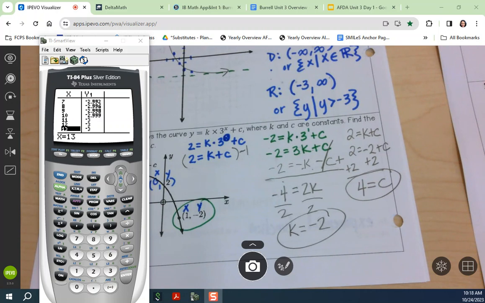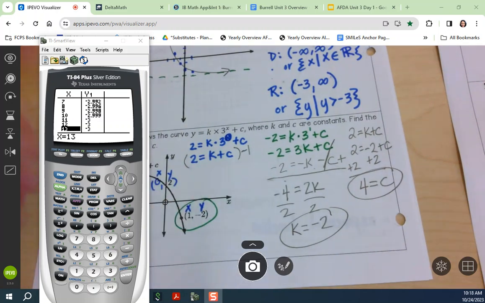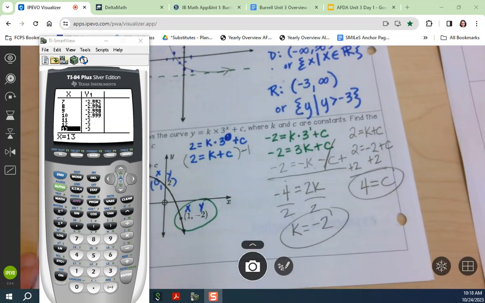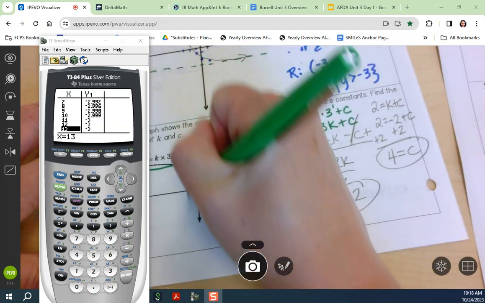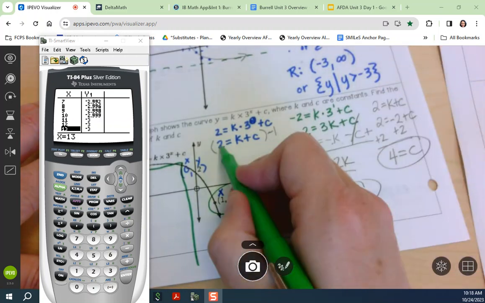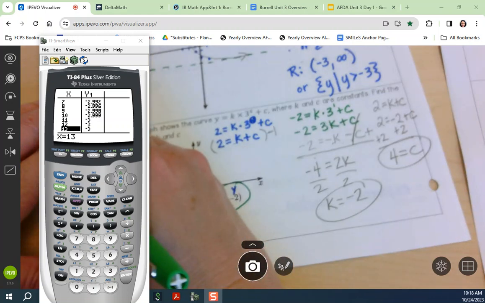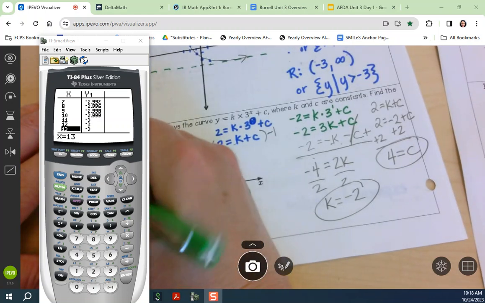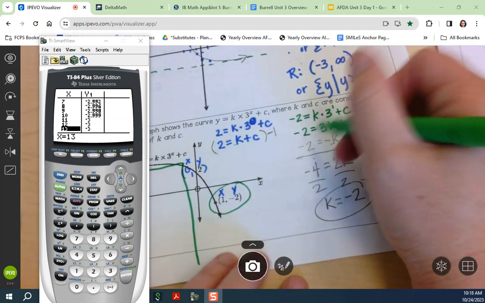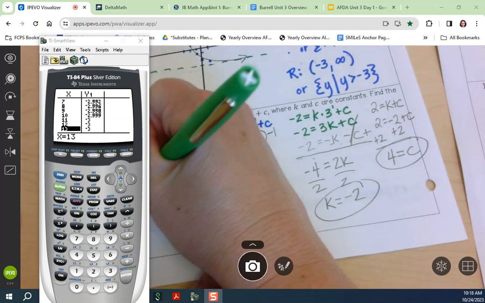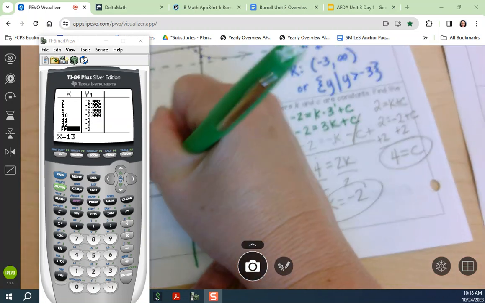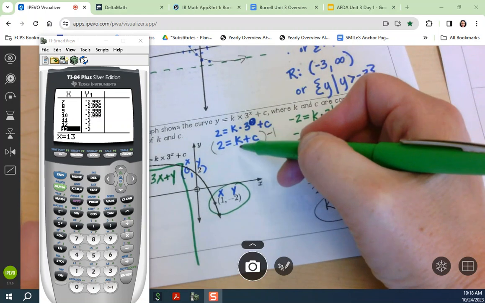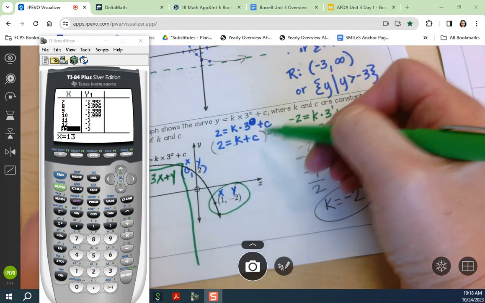All right, so to solve this by graphing, I would need to change k and c to x and y, which is confusing because there's an x and y in this problem, but it's okay. So let me just grab a corner over here to do that with, okay? So I have 2 equals k plus c. I'm going to write 2 equals x plus y. And then over here I have -2 equals 3k plus c, so I'm going to write 3x plus y. So you'll notice that instead of k I have x, instead of c I have y, right?